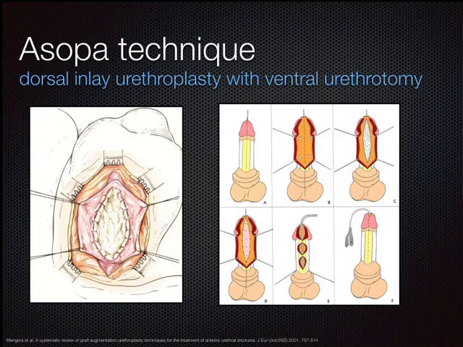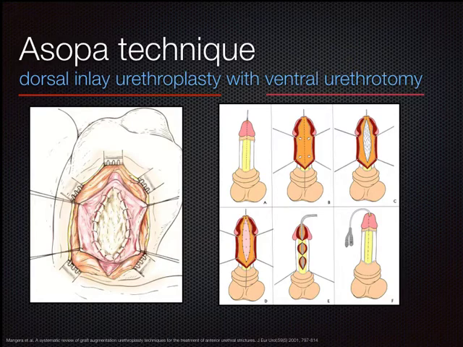So in the Asopa technique, the penis is degloved, and a ventral urethrotomy is made to expose the stricture. Through the ventral urethrotomy, the exposed dorsal urethra is then incised in the midline, and the 2 sides of the urethral plate are mobilized laterally. A buccal graft is then placed in the dorsal opening of the urethral plate as an onlay graft, and then it's sutured to the mucosal edges of the urethral plate. You place quilting sutures, and then a Foley catheter is placed, and the urethra is retubularized.